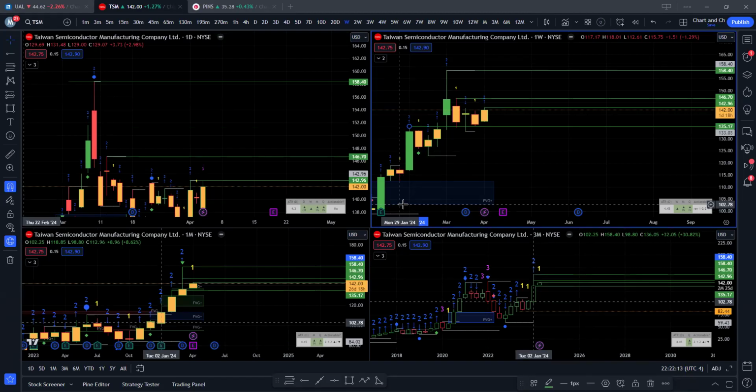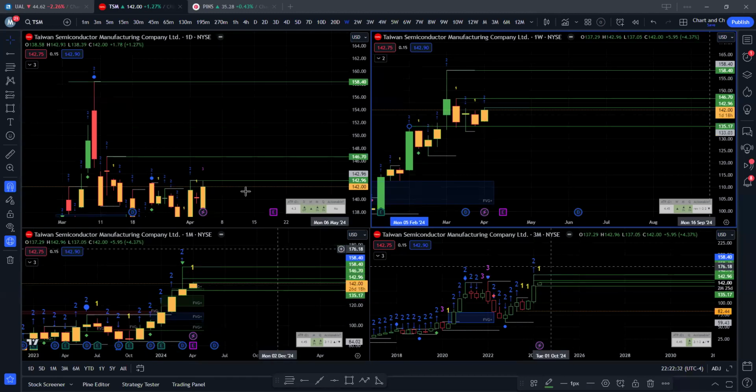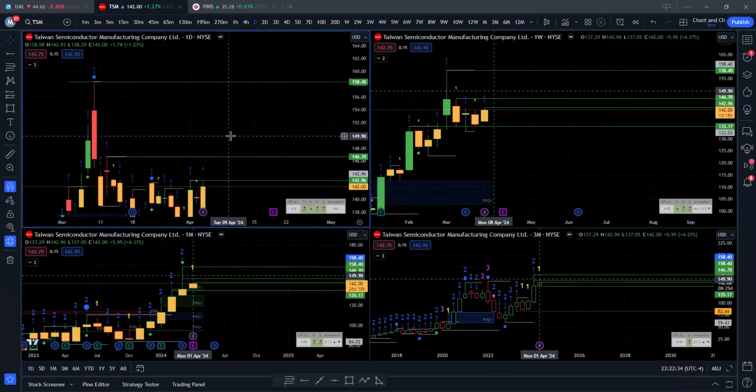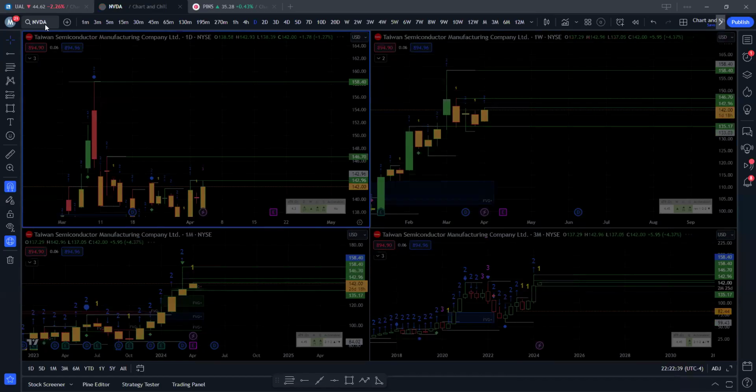Because remember, if the theta is high, time is not going to be your friend. If the theta is high, then you may want to think about looking at the 145s for next week. If you're looking at 4/19 expiration, I'll probably look at 145 or 150, especially if we close very well on Thursday and Friday. All right, so that's TSM. And then the last one, NVIDIA.